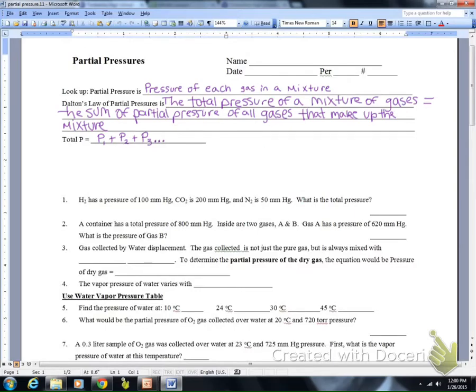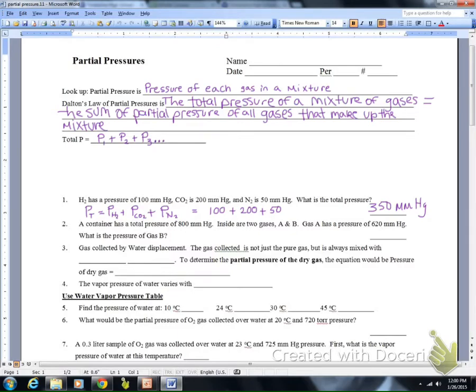So if I'm looking at my first problem, it says H2 has a pressure of 100 millimeters of mercury and carbon dioxide is 200 millimeters of mercury and nitrogen is 50. What's the total pressure? If I know my partial pressure equation is pressure total equals the pressure of 1 plus the pressure of 2 plus the pressure of 3, we could also say that the pressure total is equal to the pressure of the hydrogen plus the pressure of the carbon dioxide plus the pressure of the nitrogen. So in this case, we can simply add them up, and that would equal the total pressure of the system, which is 350 millimeters of mercury.